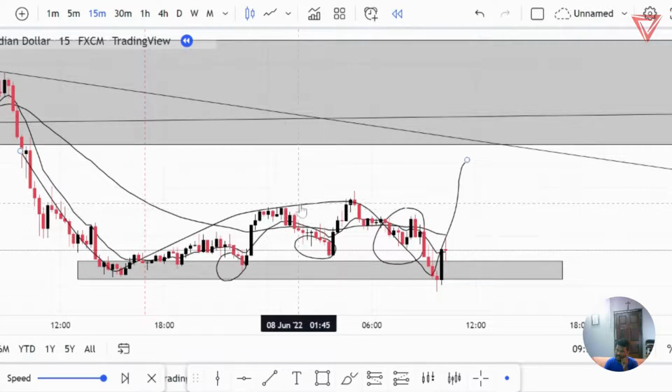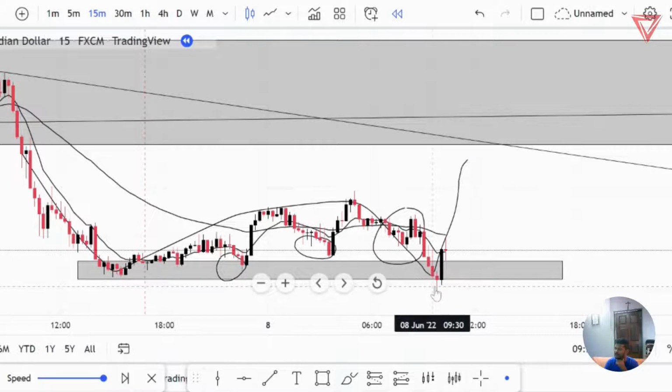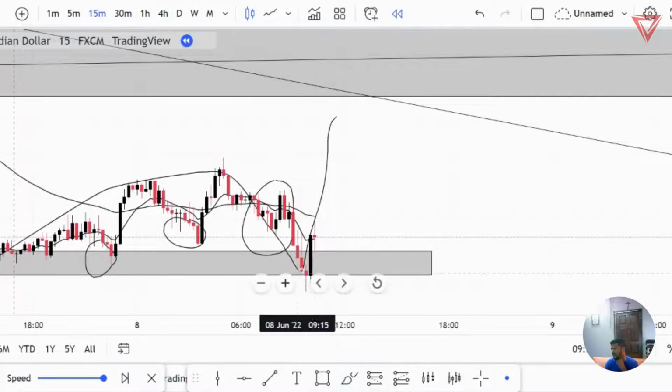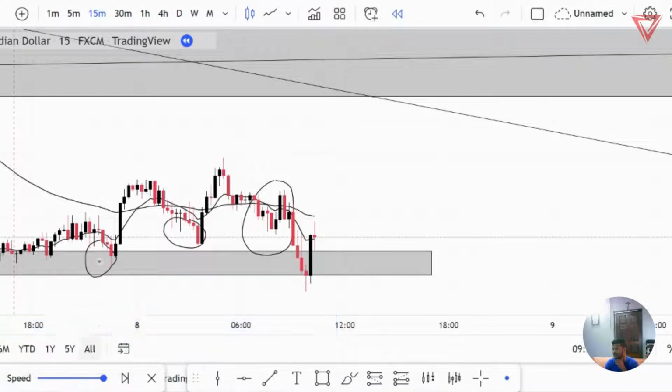Now, what I will make sure that you understand is I'll be very, very careful to not just randomly buy down here too soon. Because what could actually end up happening is that this here is the new low. So let me remove all of this. Let me remove this. Let me remove this.